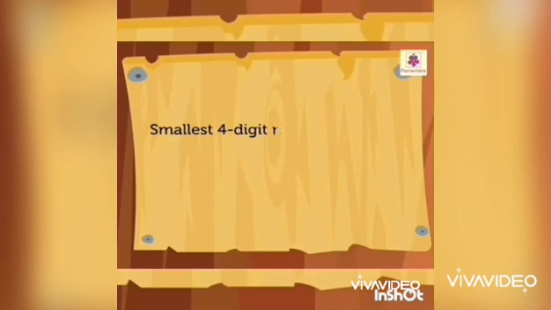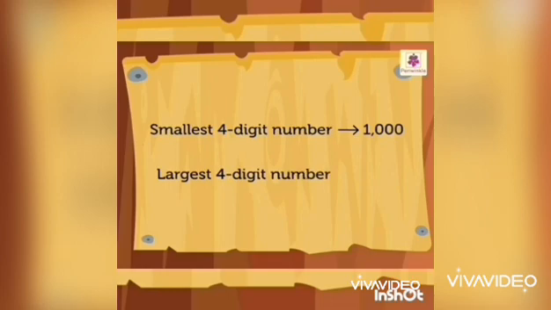So, the next thing you are going to learn is about 5-digit numbers. Children, numbers are fascinating. They are never ending, and so enjoy what you are learning. Children, we already know that the smallest 4-digit number is 1000 and the largest 4-digit number is 9999. So let us see what 5-digit numbers are and how we get a 5-digit number.